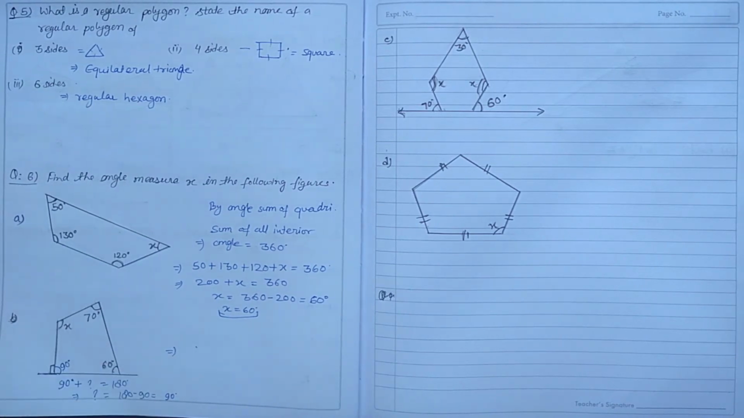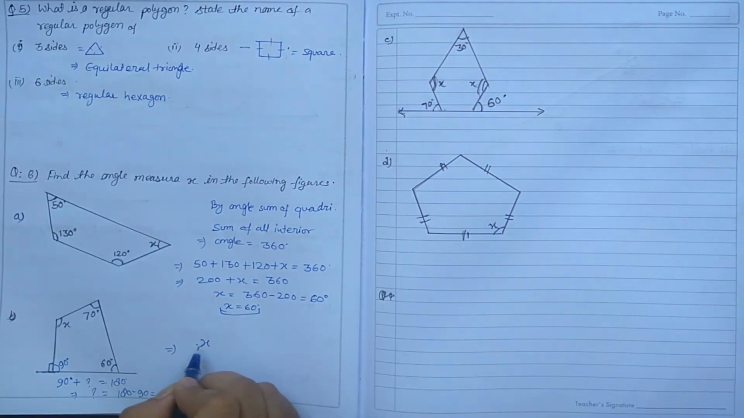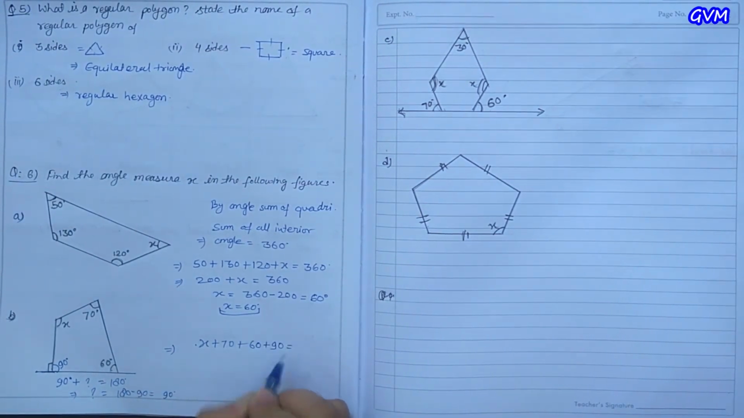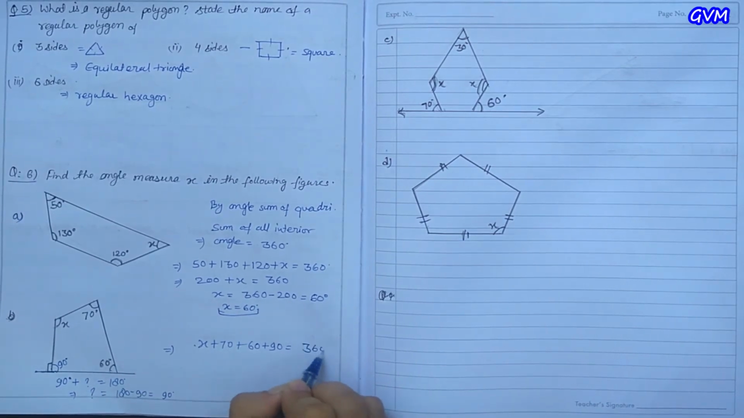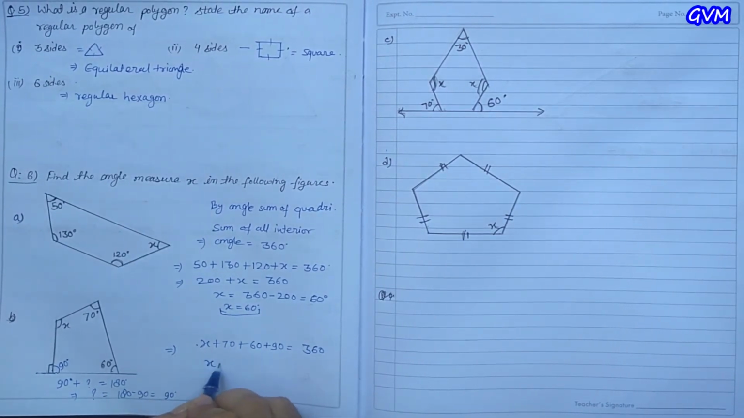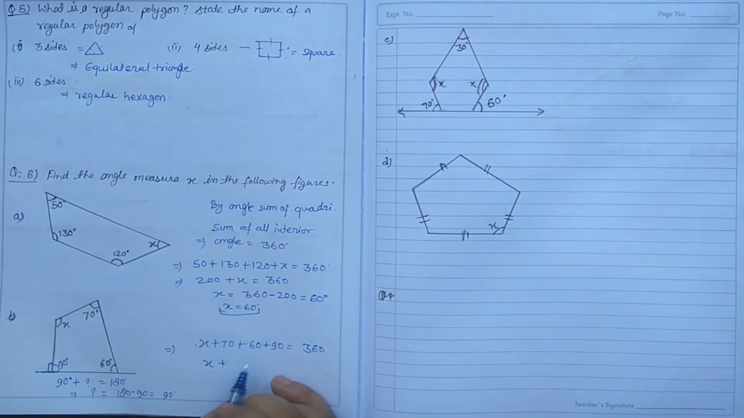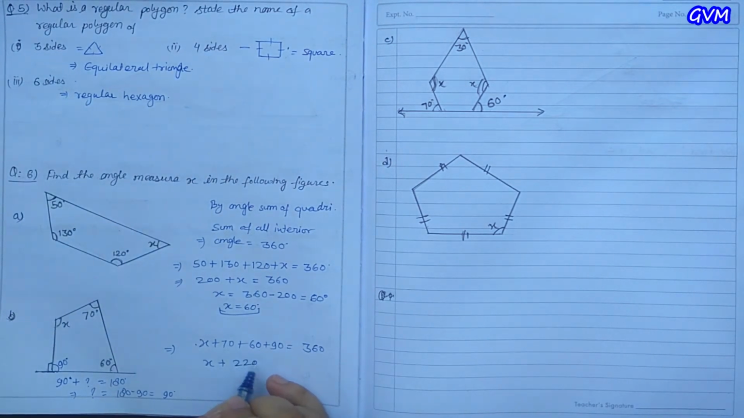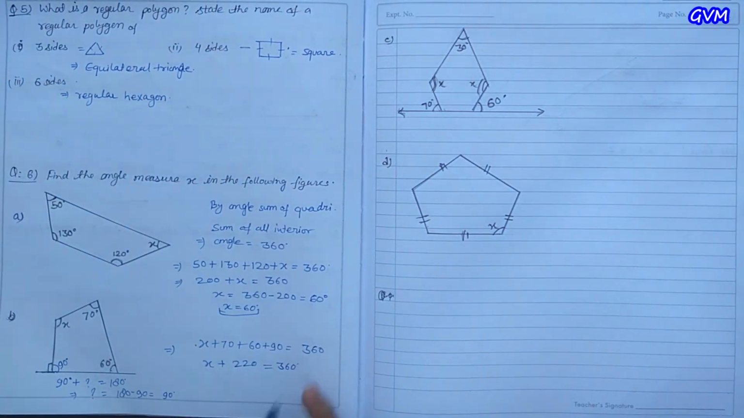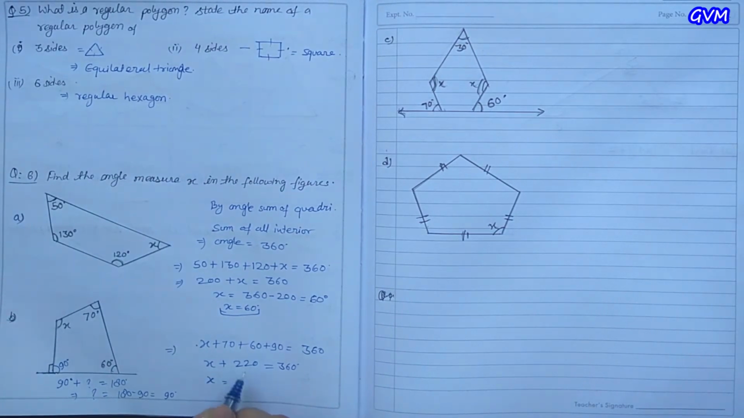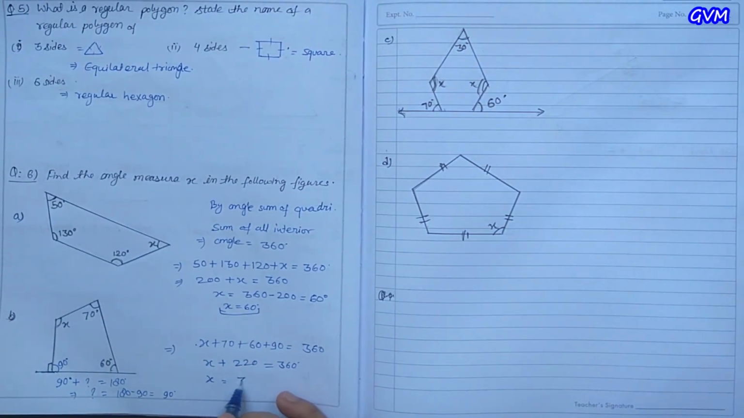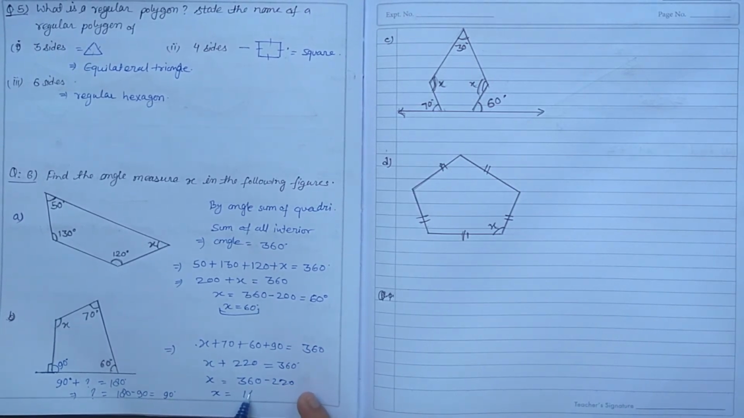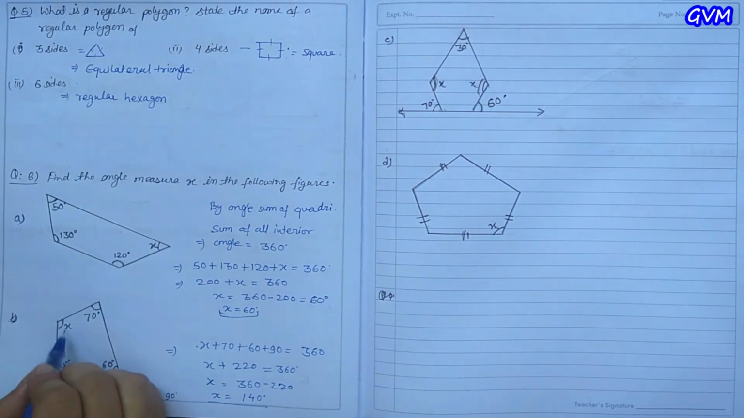Now by angle sum we have x plus 70 plus 60 plus 90 is equal to 360. By adding these three, x plus 220 is equal to 360. Now transpose 220 from here to here, so 360 minus 220, we have x equal to 140 degrees. So this angle is 140 degrees.